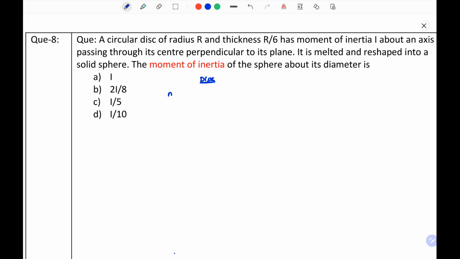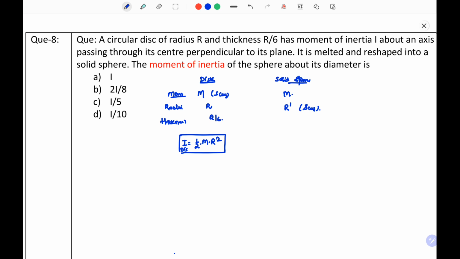which has a mass, suppose m, radius r, and thickness r by 6. It is reshaped into a solid sphere. Its mass will be the same, m. We have to find its radius, say r dash. Therefore, the moment of inertia of the disk will be equal to 1 by 2 m into r square. This is the moment of inertia of the disk.